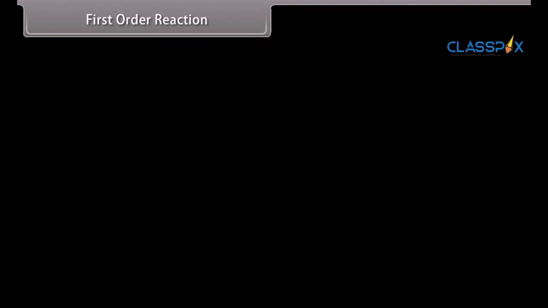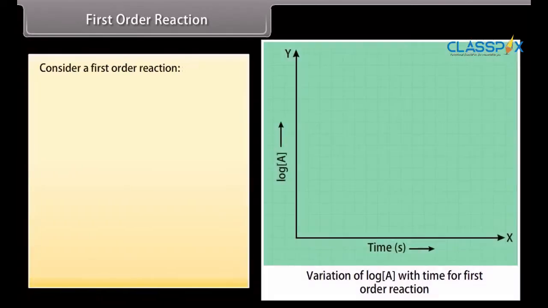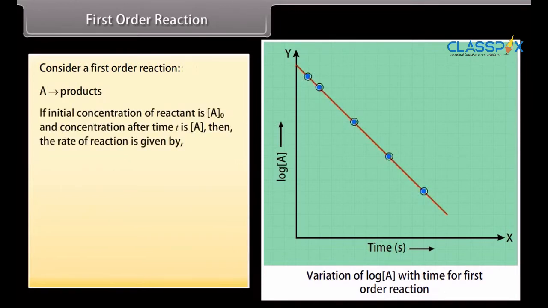First-order reaction. Let us consider a first-order reaction in which A is changing into products. If the initial concentration of reactant is A naught, and concentration after time t is A, then the rate of the reaction is given by minus dA by dt is equal to the product of K and A. It can be written as minus dA upon A is equal to K dt.